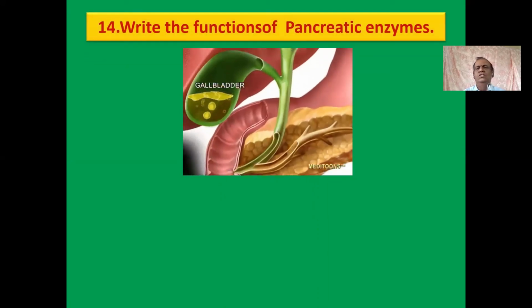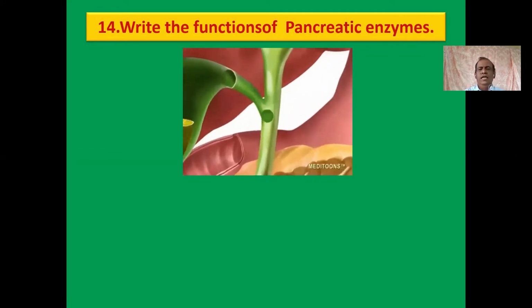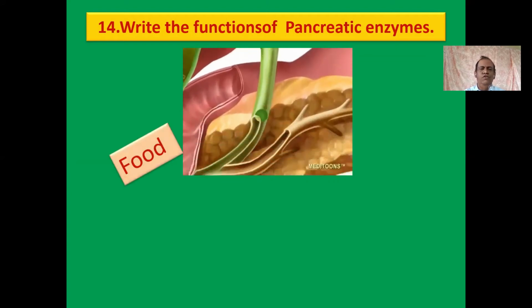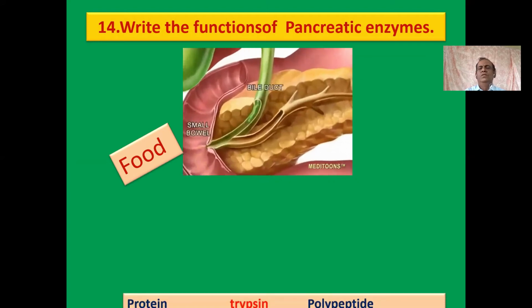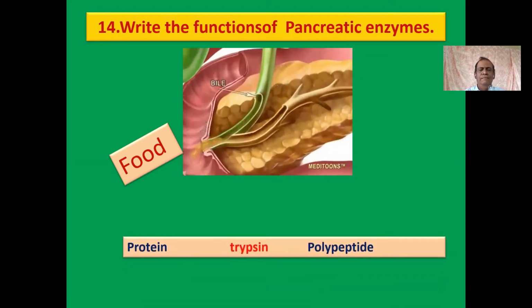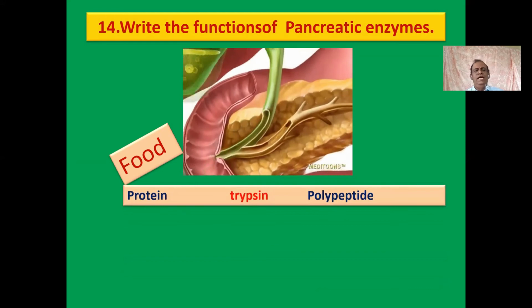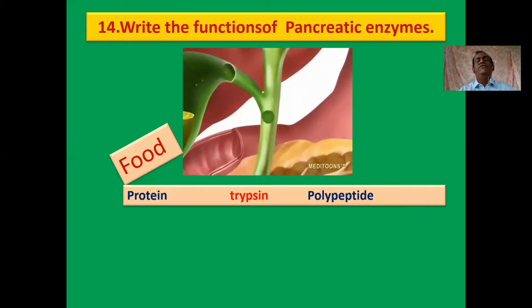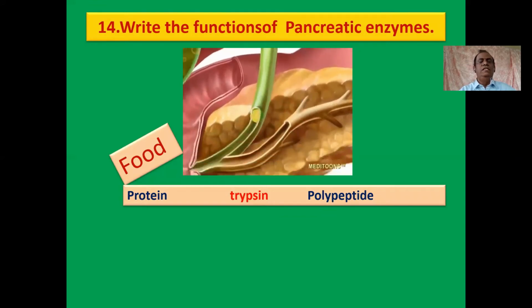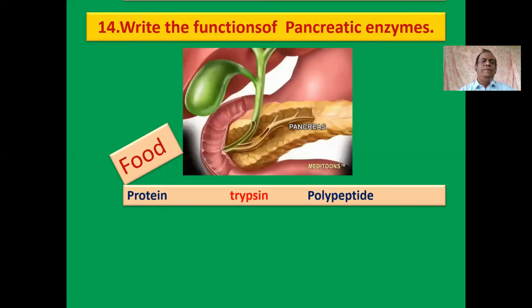But write the functions of pancreatic enzymes. The enzymic reaction is very, very important for you. This is chemical digestion. Here the food is complex, the complex organic food that we eat. First one, the trypsin enzyme reacts with protein and produces polypeptide. Trypsin is the enzyme of the pancreas, and it reacts with protein to produce polypeptide.